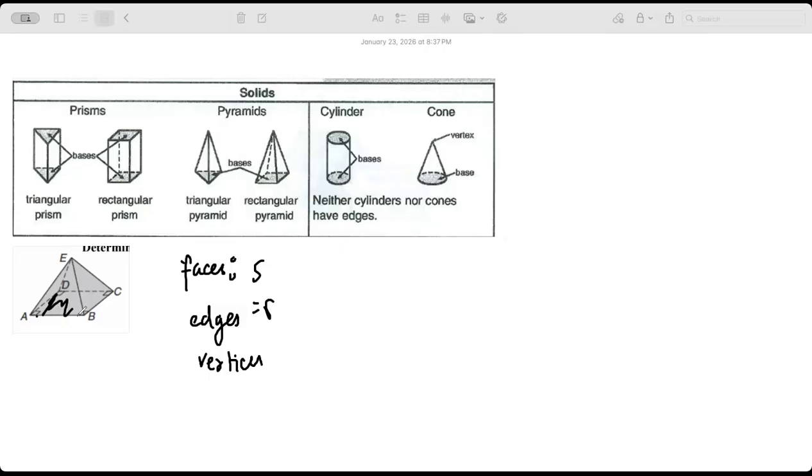Why 8? Bottom 1, 2, 3, 4 and then connecting to the top, 8. And then vertices are 1 on top and 4 on the bottom, right? 1, 2, 3, 4, 5. Any questions, guys? Okay, now I bring the harder part. I gave you an easy example.